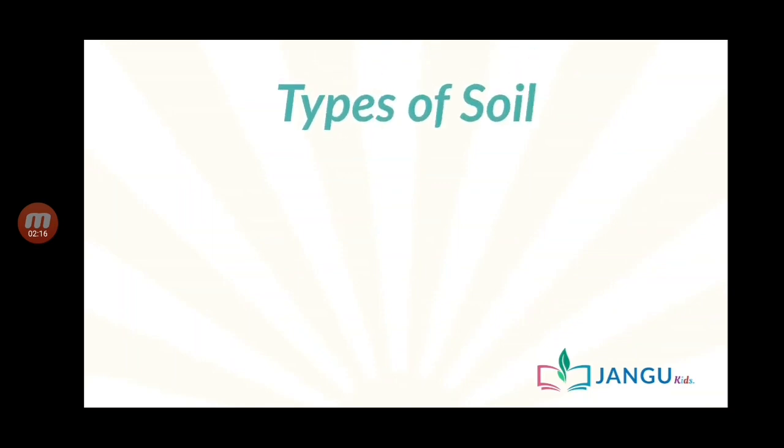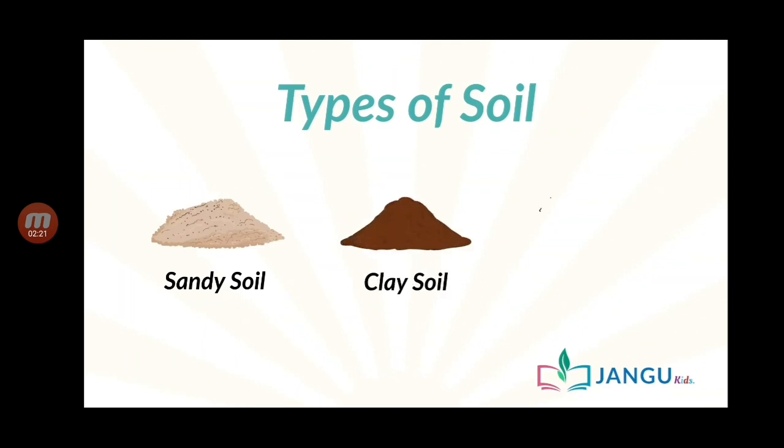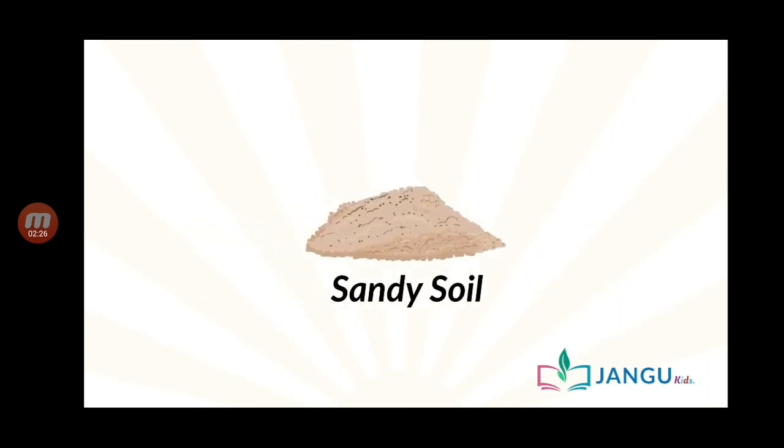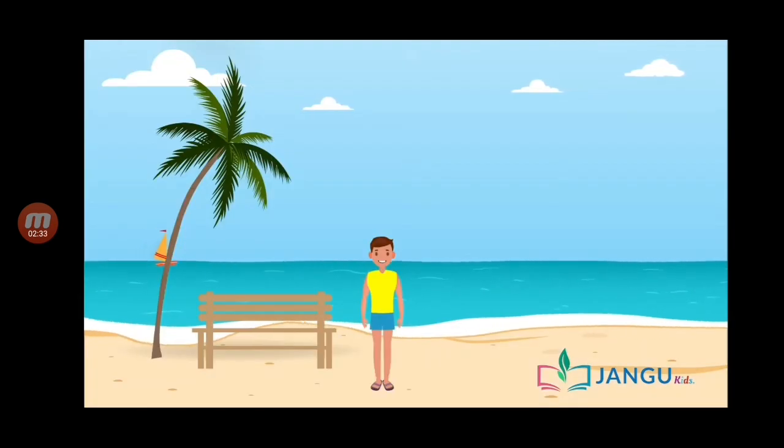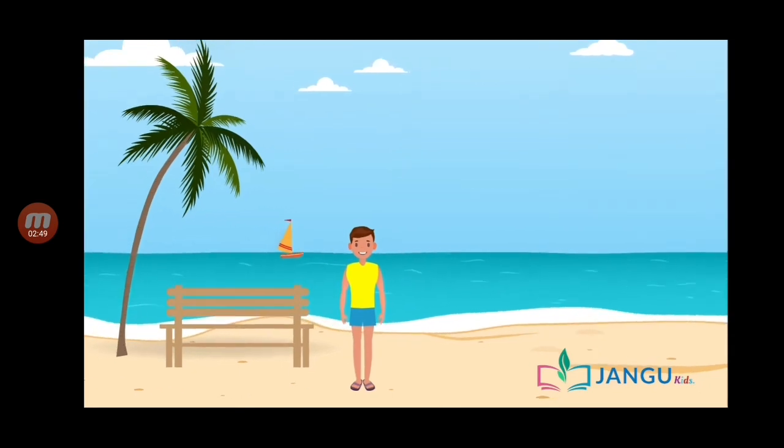There are three major types of soil. They are sandy soil, clay soil, and loamy soil. Let us describe sandy soil. You can find sandy soil in many places, like the beach. Sandy soil has large soil particles. It has large air spaces. It is whitish in color, it does not retain water, and it is not smooth when felt with the hand. Sand can be used for block making.